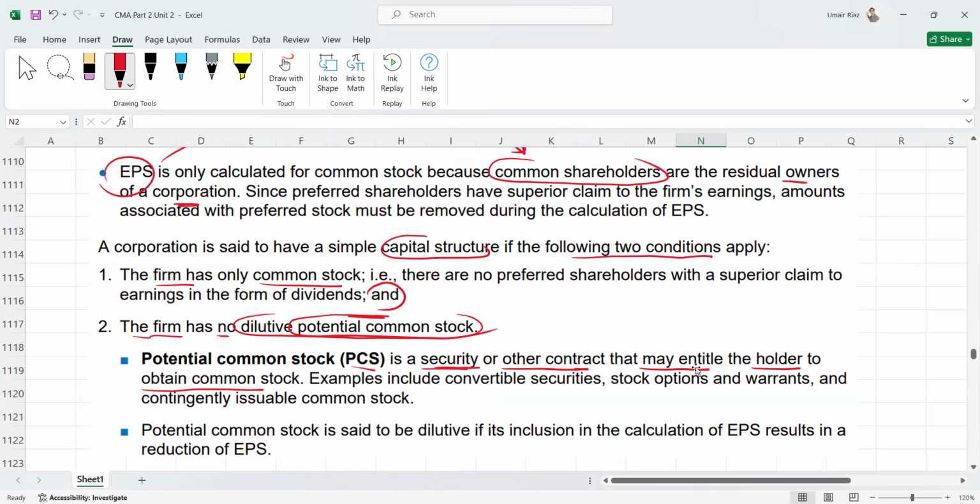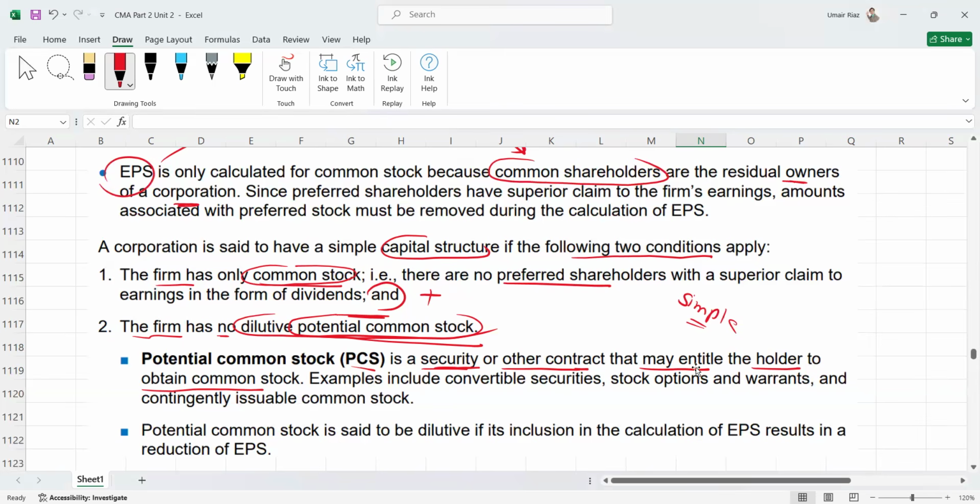So please remember, if a company has only common stock in its capital structure, we don't have preferred shareholders or preferred stock, plus we don't have any potential common stock. If these two conditions are met, then we say that this company has a simple capital structure. If a company has a simple capital structure, then only basic EPS is required.